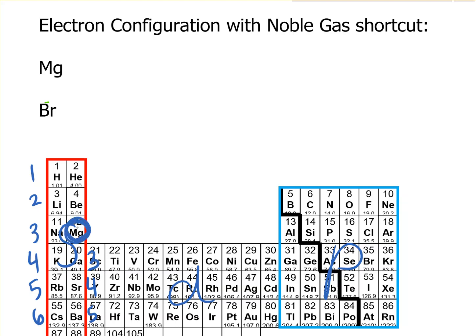So the way to do a shortcut is to, instead of starting at the beginning and going all the way through, I'm just going to back up until I get to a noble gas. So bump 1, and then I'm at neon. Okay, so to represent neon, I do that in brackets, and this represents all of the ones up through neon, and then I just write what's left. Then I just do the 3s2.